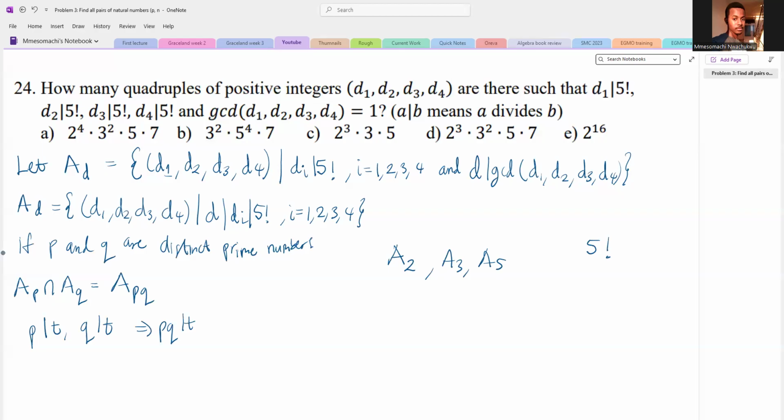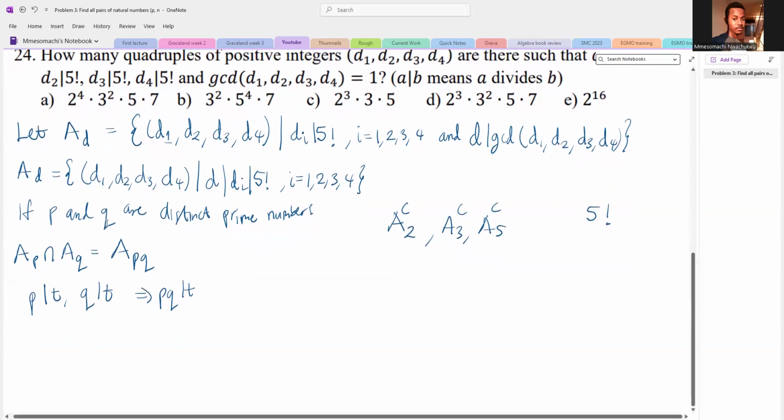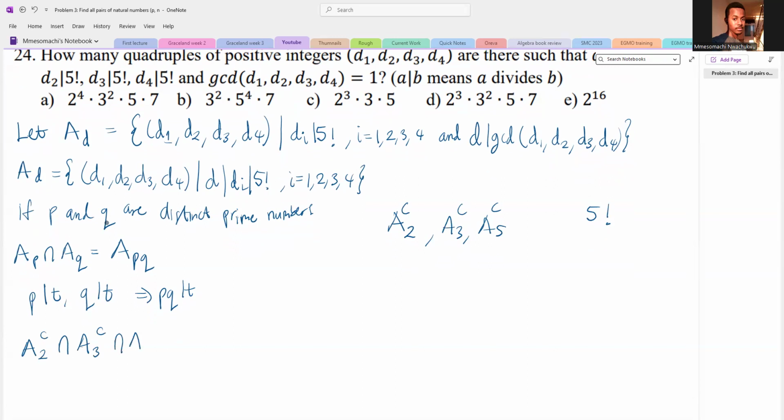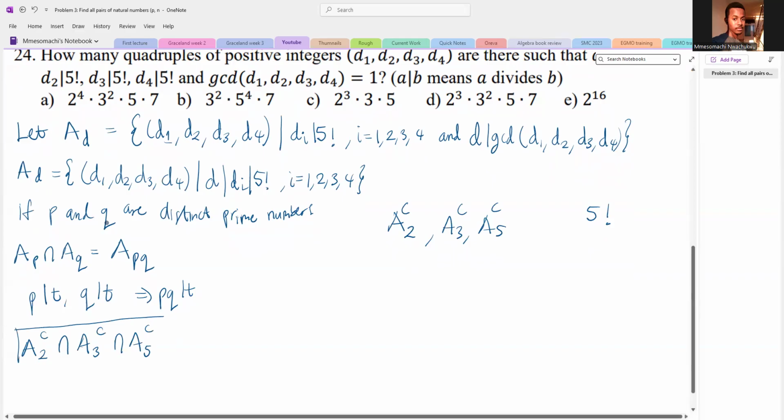Okay, so we want to look at this set and look at how we can calculate it. But then for us to look at the case where the GCD is equal to 1, I want to consider the complement of this set. In fact, what we are looking for is, I'm just going to scroll down a bit and write it, A2 complement intersect A3 complement intersect A5 complement. Okay, so this is what we want.